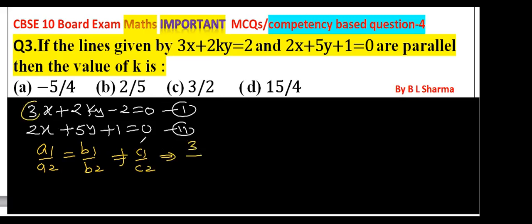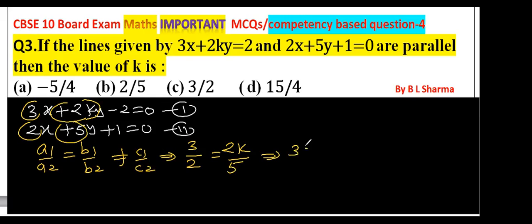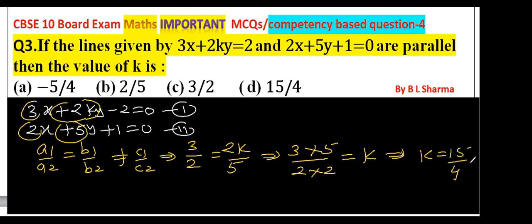What is a1 here? 3. What is a2 here? 2. What is b1 here? Plus 2k. And what is b2 here? Plus 5. So on cross multiplication, 3 into 5 is equal to 2 into 2k, that is 4k. Therefore, the value of k is 15 upon 4. So D is the correct option. The value of k will be 15 upon 4, 15 by 4 or 15 over 4.